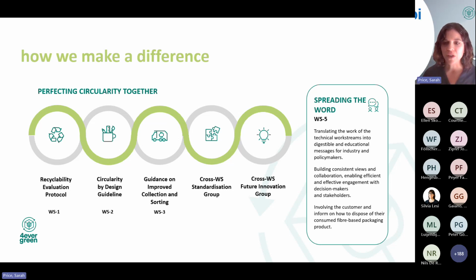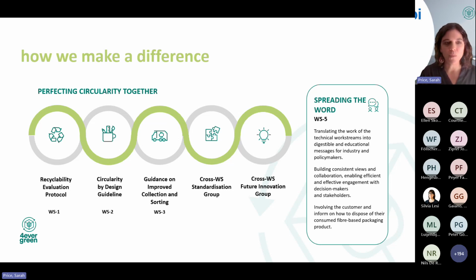So how does 4evergreen make a difference towards this common goal that we share of increasing the recycling rate of fiber-based packaging? Well, we take quite a technical approach in addressing the different challenges and opportunities associated with perfecting circularity. So you can see in these different circles the work streams that we have running within 4evergreen. And these are populated by our members, by representatives working for our member organizations. And they're really focused on all these different aspects of improving recyclability.